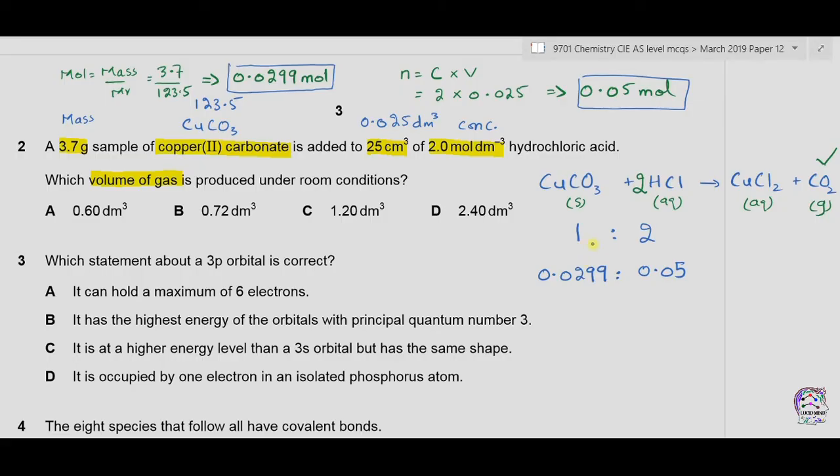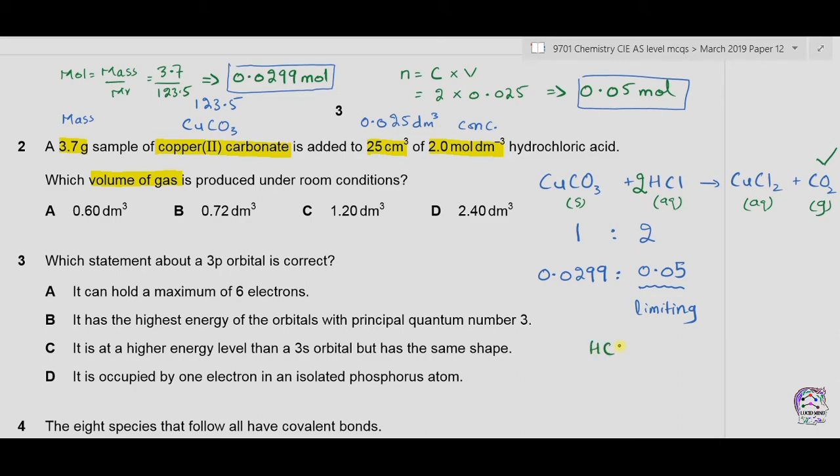Now, according to the ratio 1:2, the number of moles of HCl must be double as compared to the number of moles of copper carbonate, which is 0.0299. So therefore this is less than the double, so therefore it is the limiting reagent. Now let's find the ratio of the limiting reagent with carbon dioxide produced.